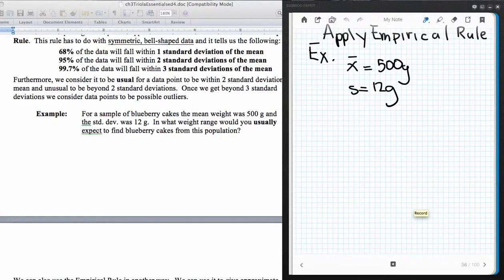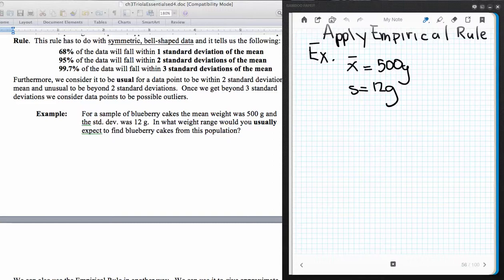All right, continuing on with our examples from chapter 3, we are going to be looking one more time at the empirical rule, and we're going to be using what Triola classifies as usual amount of data. In terms of usual, what we're looking at is 95% of the data falling within 2 standard deviations of the mean based upon symmetric data, so following the empirical rule. So our example says, for a sample of blueberry cakes, the mean weight was 500 grams and the standard deviation was 12 grams. In what weight range would you usually expect to find blueberry cakes from this population?